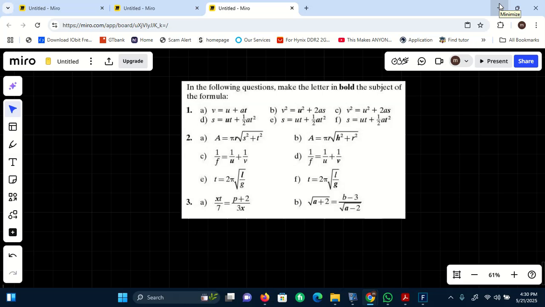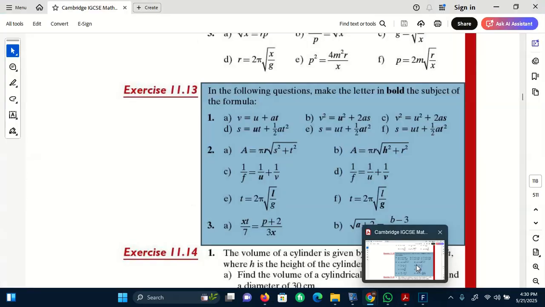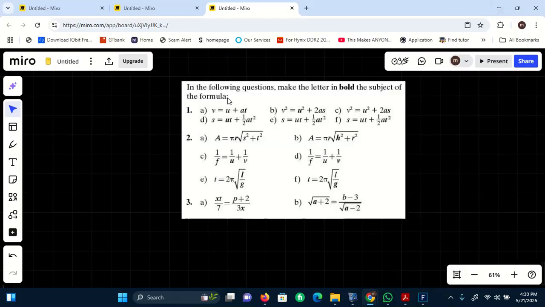All right, this is IGCSE Cambridge questions. We want to solve this question. It says, in the following questions, make the letter in bold the subject of the formula.